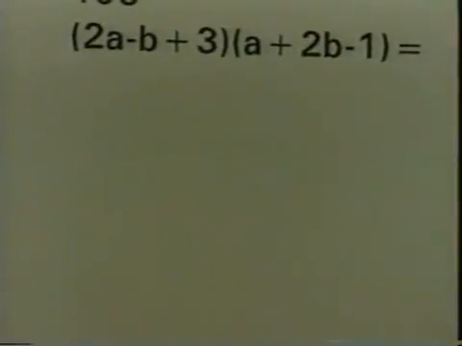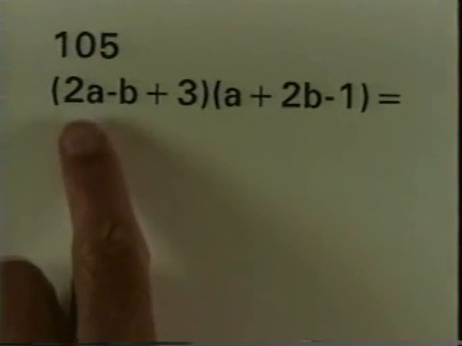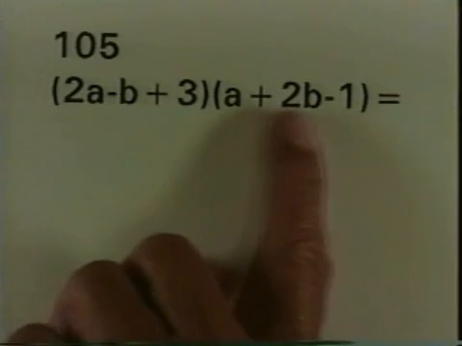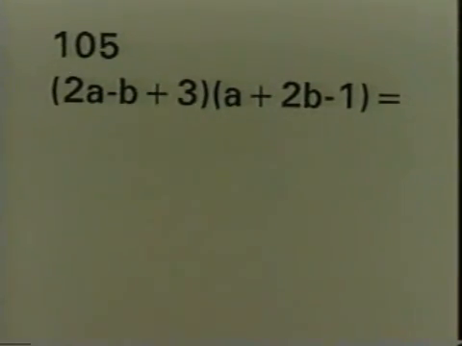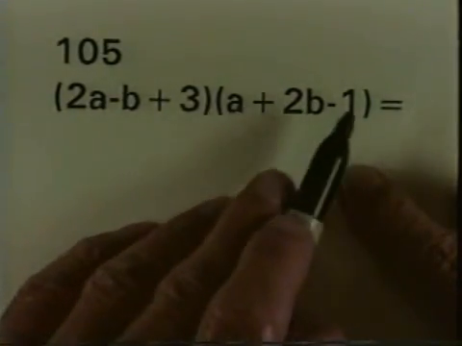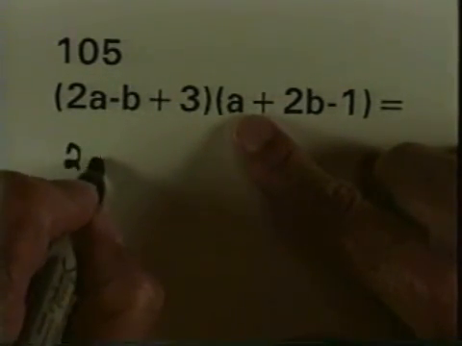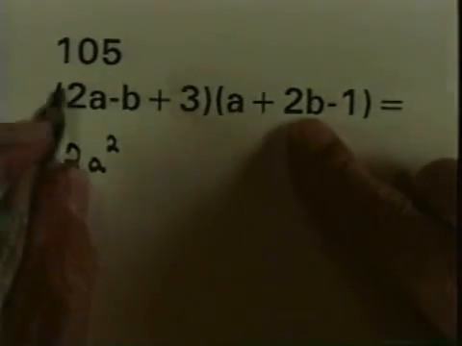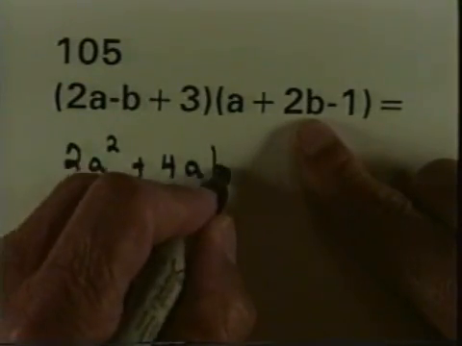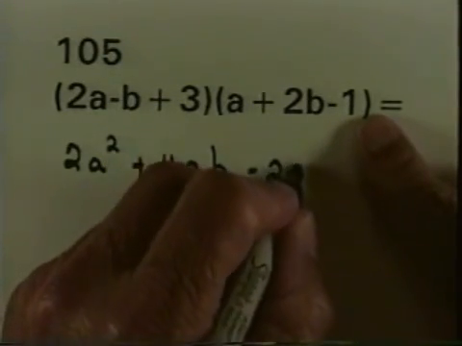The process works for any number of terms. Let's multiply 2a minus b plus 3 times a plus 2b minus 1. I multiply 2a by all three of these terms. So 2a times a is 2a squared, 2a times 2b is 4ab, 2a times negative 1 is negative 2a.